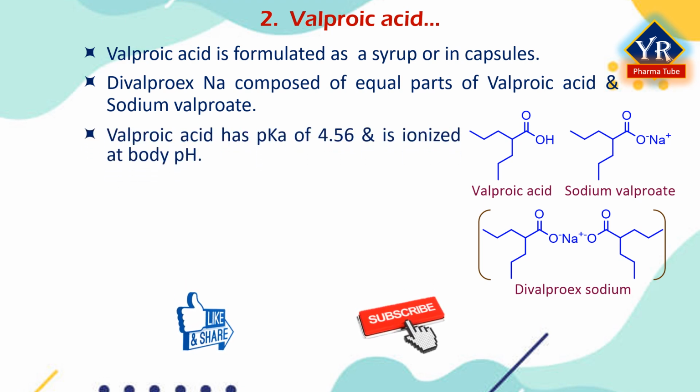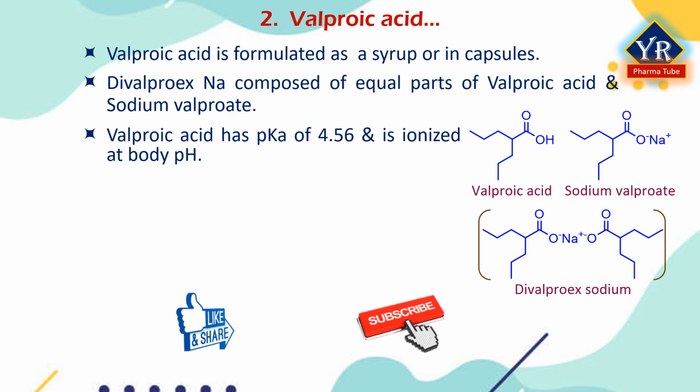Valproic acid has a pKa value of 4.56 and is therefore fully ionized at body pH. For that reason, the active form of the drug is the valproate ion regardless of whether valproic acid or the salt of the acid is administered.